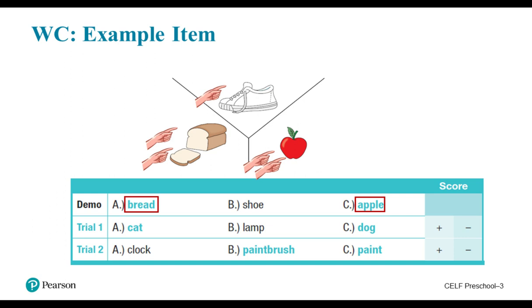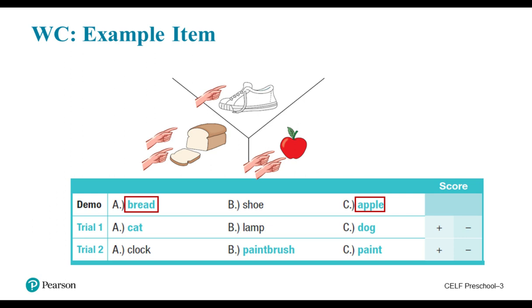So here is an example of an item. This is going to be your demo item for word classes. And on this one, I would present the instructions in the stimulus book. I'm going to say some words and show you some pictures. 2 of the words go together. And I would say these words: bread, shoe, apple. And then I would say bread and apple, bread and apple are the 2 words that go together best. And you could see on the record form, as you're keeping track, that bread and apple are presented for you in a different color, so you know that those are the correct responses.